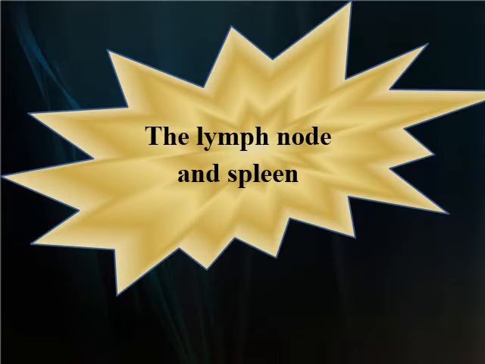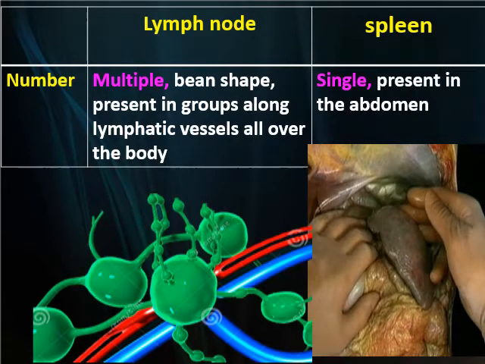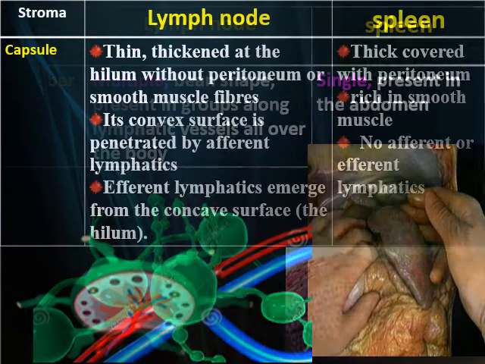Now we will study the lymph node and spleen. We will study the lymph node and the spleen in comparison to each other. The lymph nodes are multiple. As we see here, the lymph nodes are multiple. They are kidney-shaped or pin-shaped and present along the lymphatic vessels all over our body. But the spleen is single and present intra-abdominally, as we see.